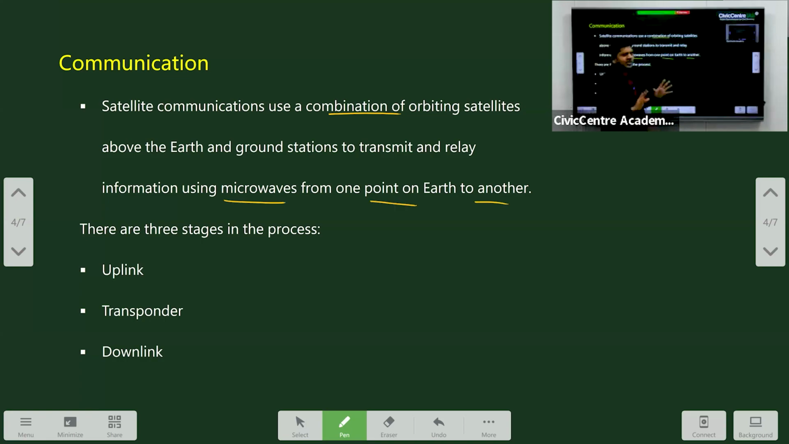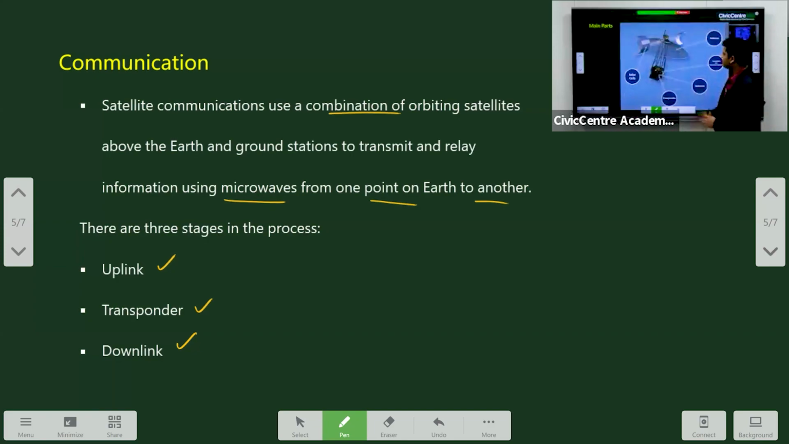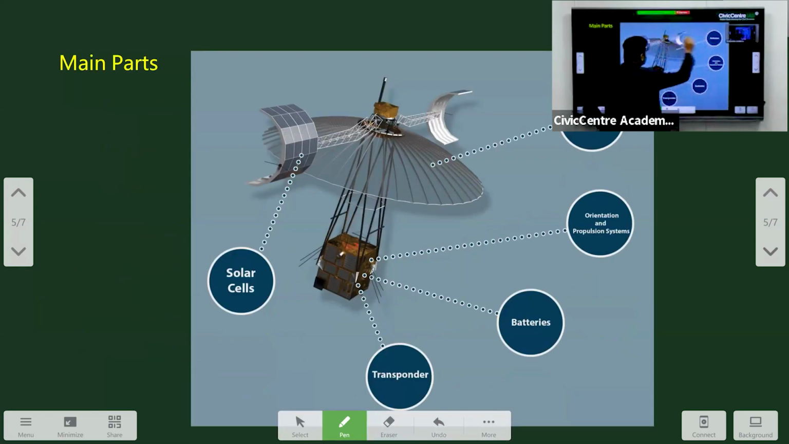Now, what are the main stages? As we have seen in the picture earlier, there is an uplink, a transponder, and a downlink. These are the main three stages. From the uplink, we get the signal from the ground to the satellite. The transponder alters the frequency, amplifies the signal, and sends it to one more ground station. So this is the basic process of a communication satellite.